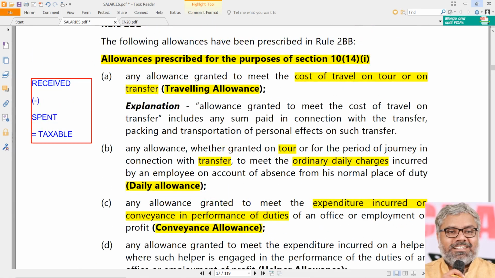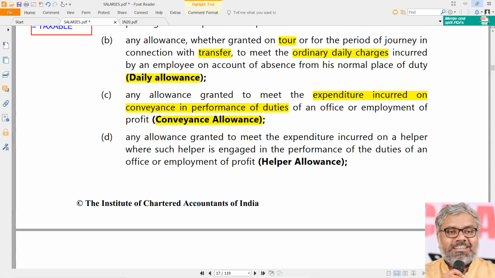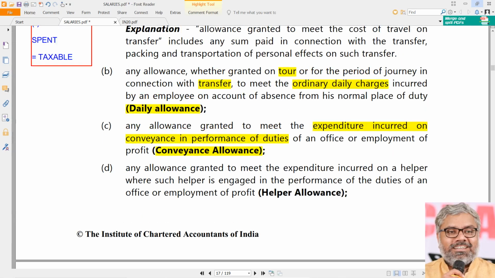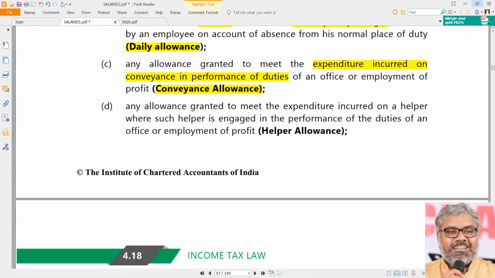TA generally is given for going to far places, like out of station, let us say. Transfer definitely means out of station. So that is TA. Conveyance allowance is generally for traveling within the same place of employment, but again not for personal purposes, for official duties. This is common for many employees. So conveyance allowance is also part of the taxable allowances if the amount is not spent fully. If it is spent fully, it is fully exempt.